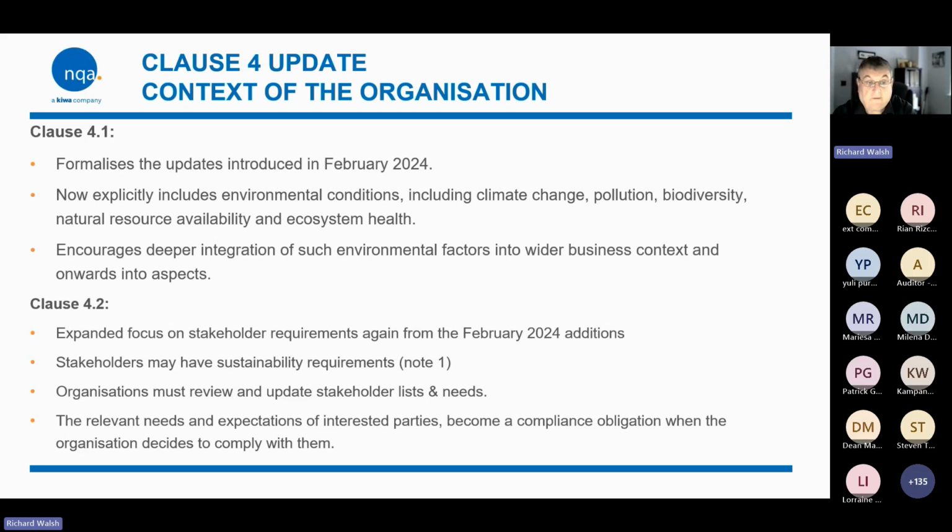So one of the things, let me just knock that off. So yeah, it's explicitly including now these areas such as climate change, pollution, biodiversity, natural resource availability, and ecosystem health. So it mentions us in the standard itself. So when we're looking at the context of the organisation, where our organisation sits and what's important to us, the standard now says we have to look at these particular areas as well. We can't ignore them. We have to look and see.